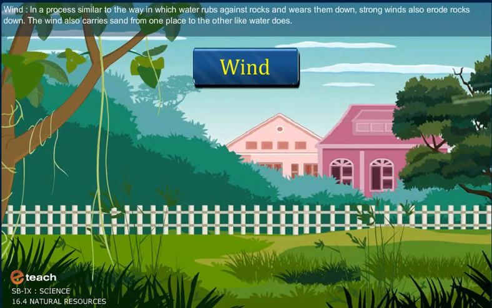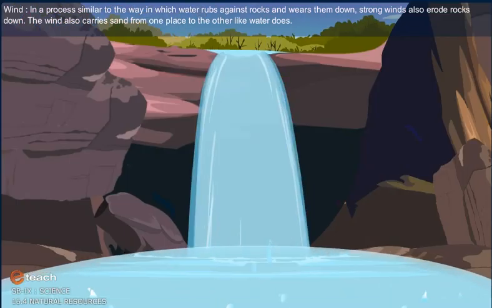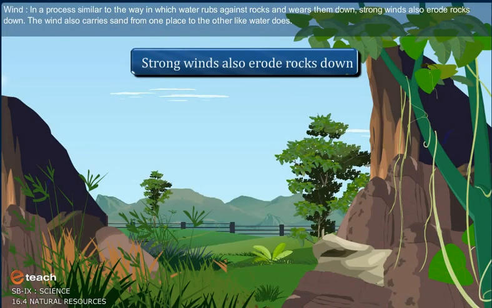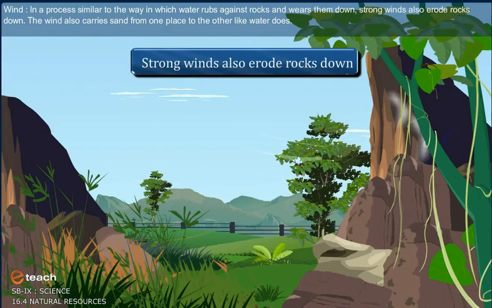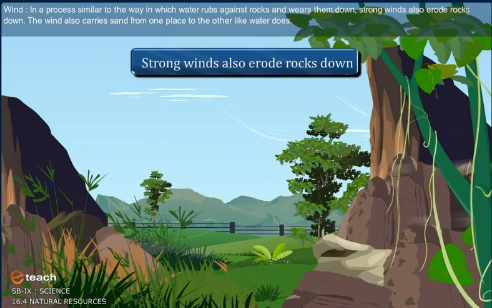Wind. In a process similar to the way in which water rubs against rocks and wears them down, strong winds also erode rocks down. The wind also carries sand from one place to the other like water does.